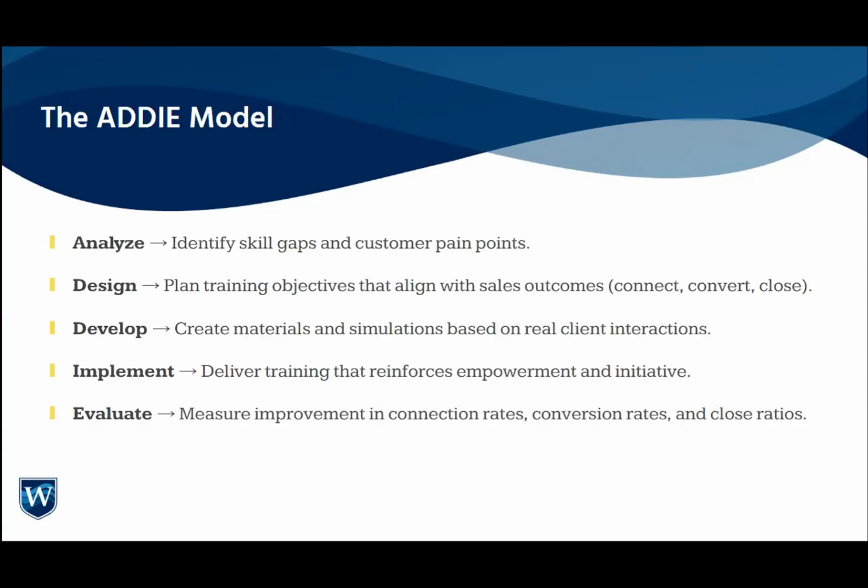Next, in the design stage, learning objectives and instructional strategies are created. This might include role playing exercises, video modules, or customer simulations. During the develop stage, actual training materials are produced, for example, product manuals, scripts, or interactive workshops. In the implement stage, the training is delivered to the sales team. This could take place through workshops, online courses, or shadowing programs.